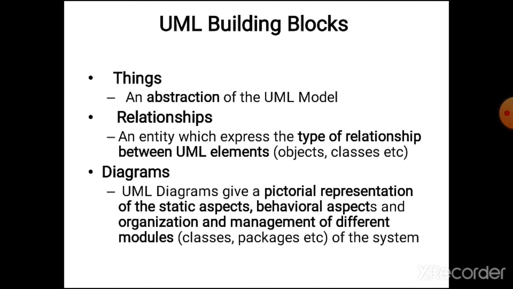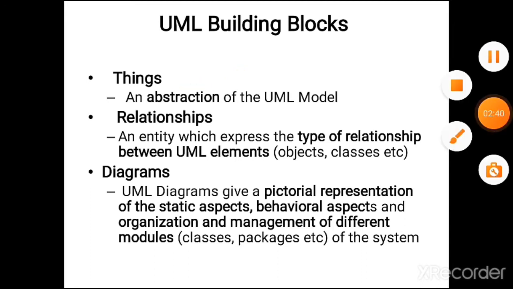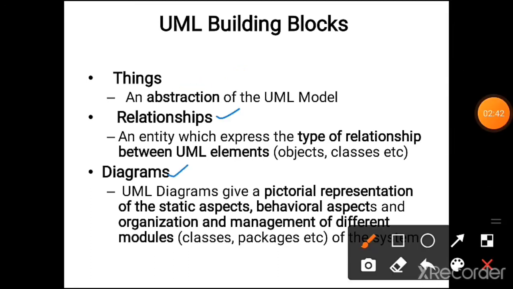So, the building blocks of UML. There are mainly three building blocks present in a UML diagram. First one is things, second one is relationships, and third one is diagrams. What is a thing? A thing is an abstraction of the UML model, and a relationship is the entity which expresses the type of relationship between the UML elements. The UML elements are objects, classes, etc.